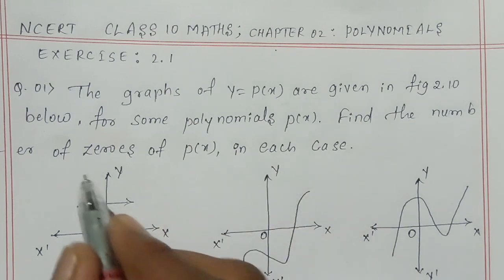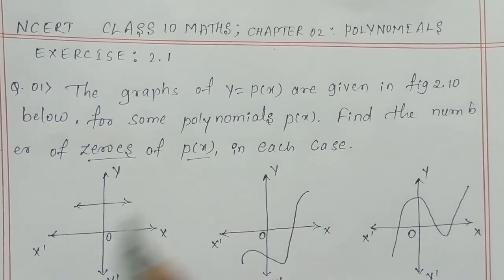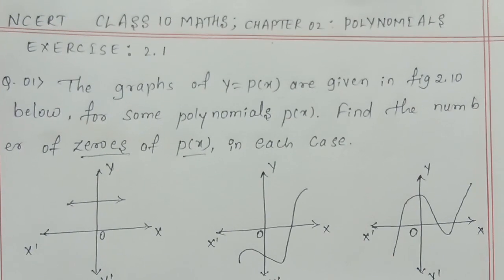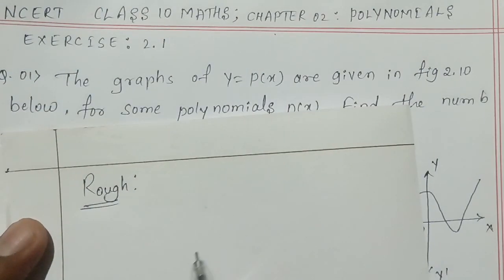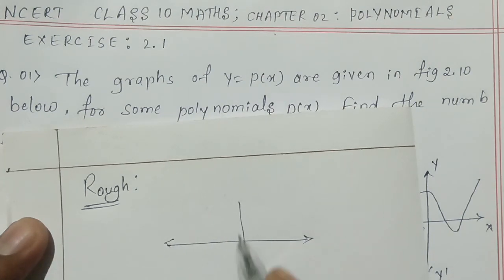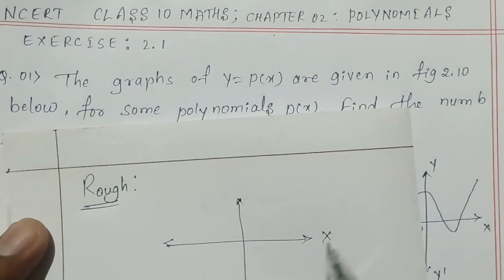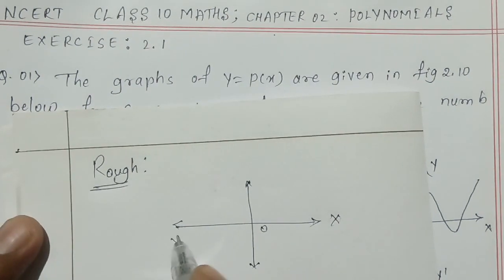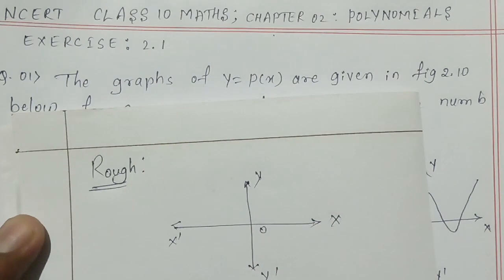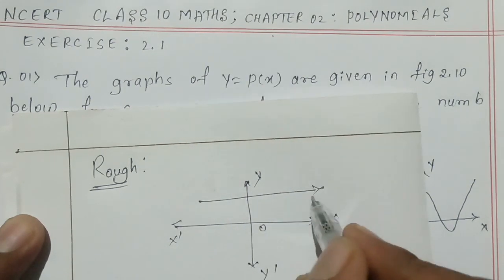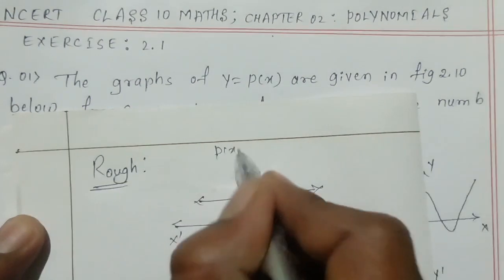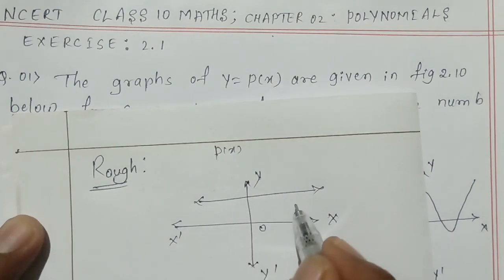Okay, so here what is meant by zeros of p of x? If you don't know the zeros of p of x, for example, say in rough, I will explain this one. You can call this one as XOX dash axis and YOY dash axis. Next, this is the graph of p of x.